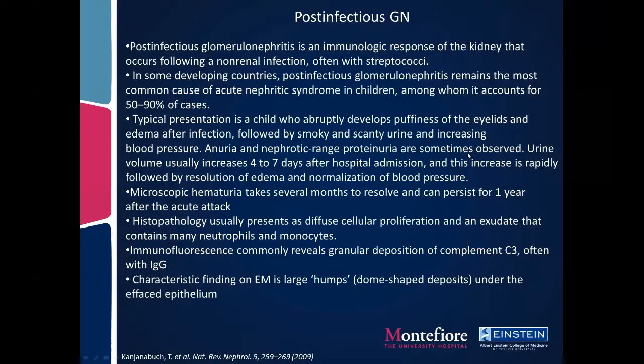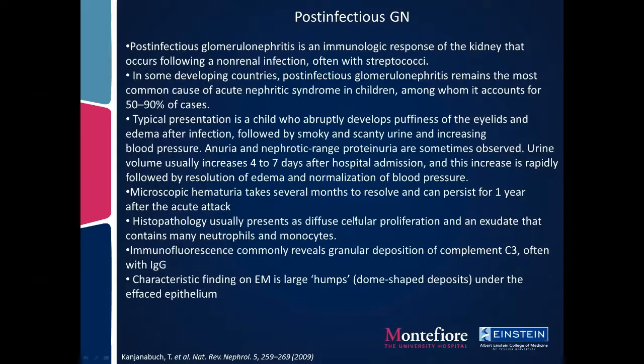The good thing about it is that it is usually a self-limited disease. Usually after 4 to 7 days of hospital admission, the urine volume increases, and that is rapidly followed by resolution of edema and normalization of blood pressure. However, the microscopic hematuria can take several months to up to a year to resolve. So even if you look at these kids' urines, the hematuria may be persistent for a long time.